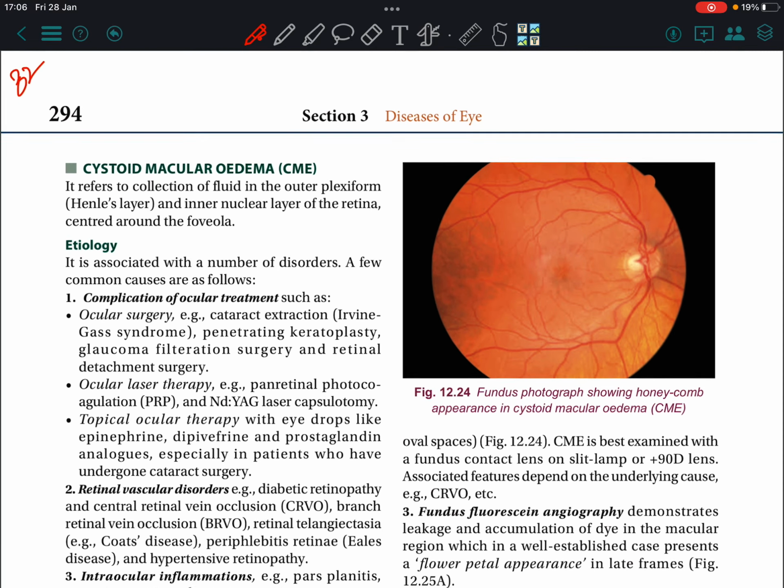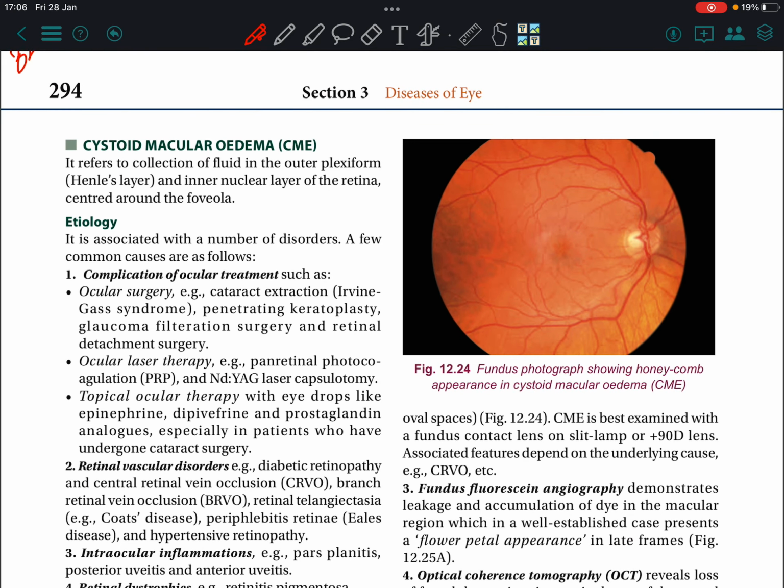Fundus photography showing honeycomb appearance in cystoid macular edema.